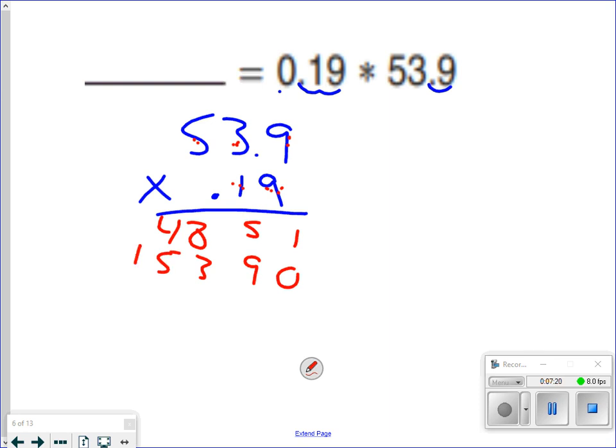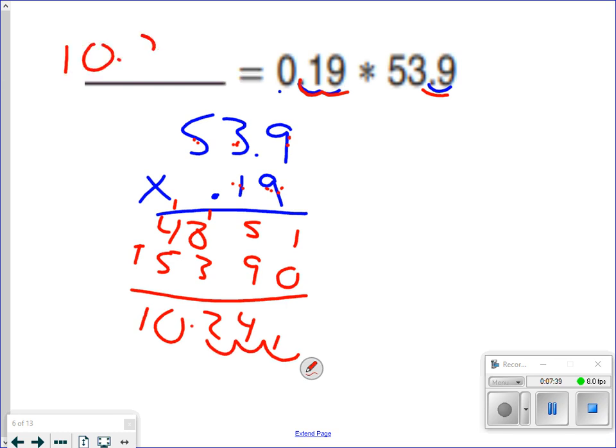I'm going to add these things up. I got a 1, I've got a 14. 1 plus 8 plus 3 gives me 12. 1 plus 4 is 5, plus 5 is 10. I've got 1, 2, 3 numbers after the decimal. 1, 2, 3 numbers after the decimal. My answer is 10.241.